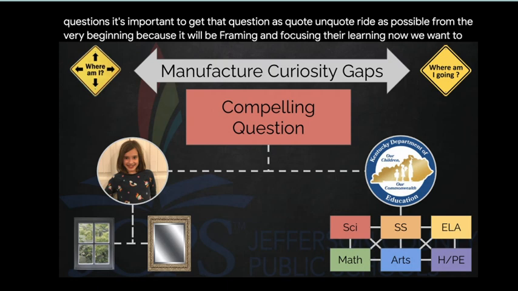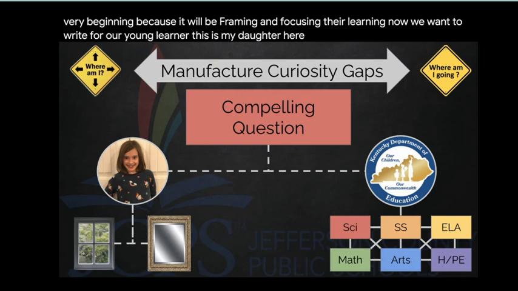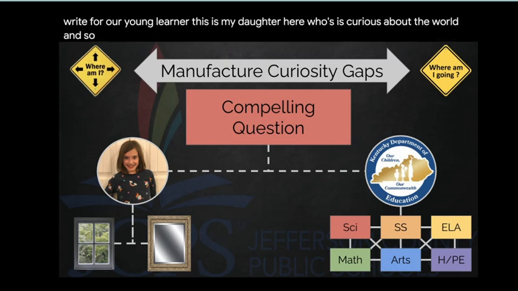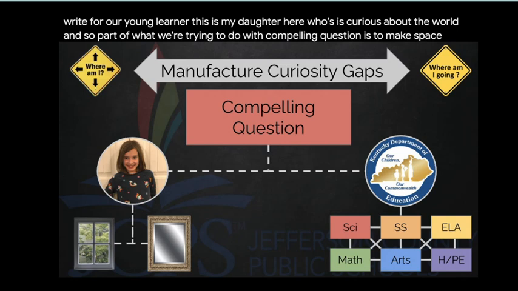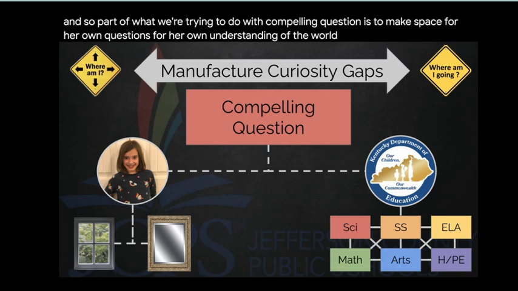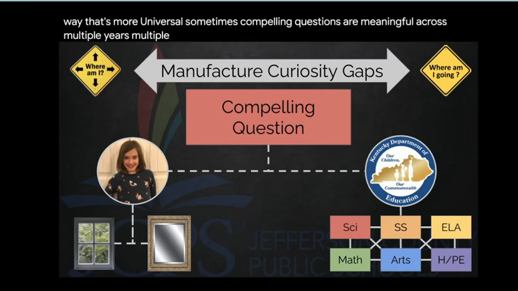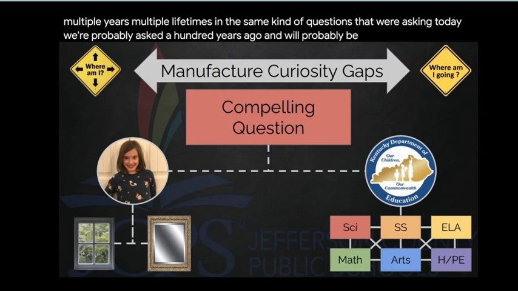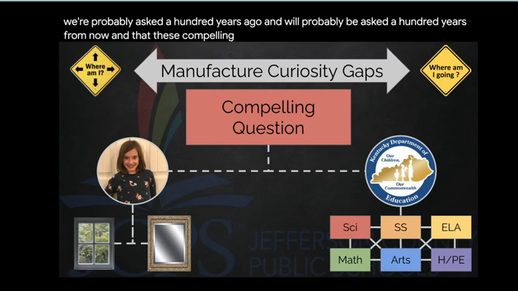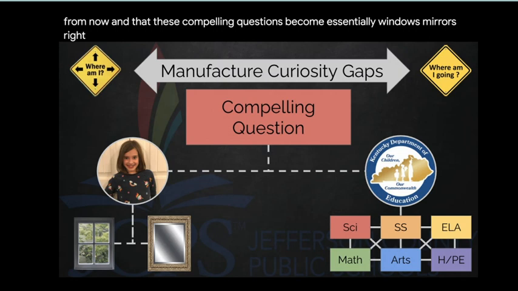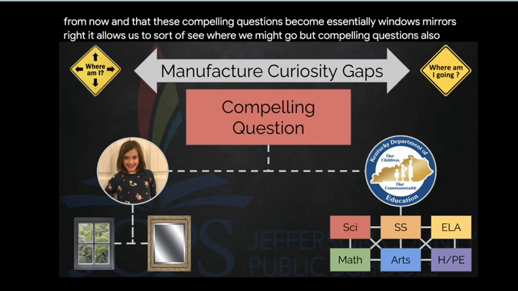Now for our young learner, this is my daughter here, who's about to be a fifth grader at Bowen. She is curious about the world. And so part of what we're trying to do with the compelling question is to make space for her own questions, for her own understanding of the world. Now we might couch it in a way that's more universal. Oftentimes compelling questions are meaningful across multiple years and multiple lifetimes. So the same kind of questions that we're asking today were probably asked 100 years ago, and will probably be asked 100 years from now. And these compelling questions become essentially windows and mirrors, right? It allows us to see where we might go, but compelling questions also reflect on where we are.